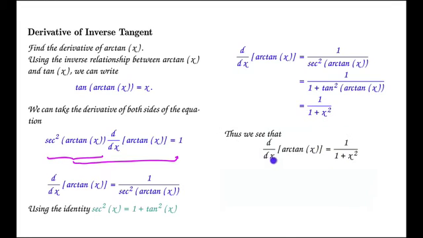So what we've solved for is that the derivative of the arctangent of x is simply 1 over 1 plus x squared. Now sometimes we have a function inside rather than just an x inside, so we want to have a more generalized derivative formula. So we can write this as the derivative with respect to x of arctangent of u, where u is a function of x, is 1 over 1 plus u squared times the derivative of u with respect to x.